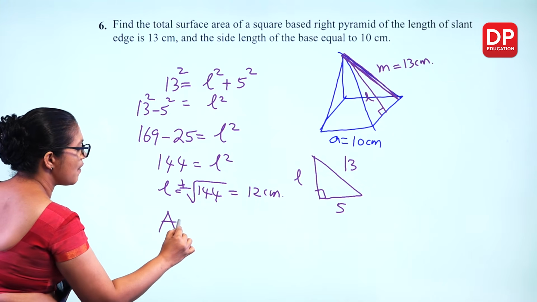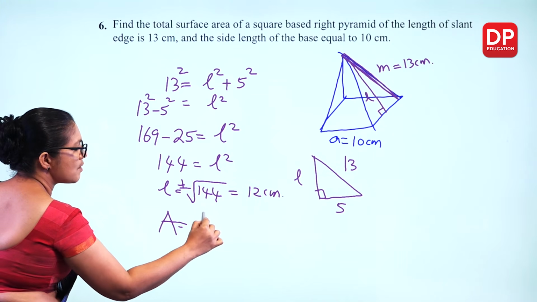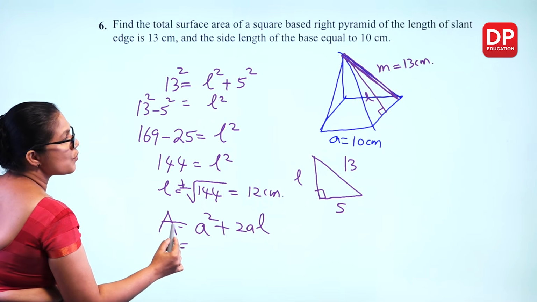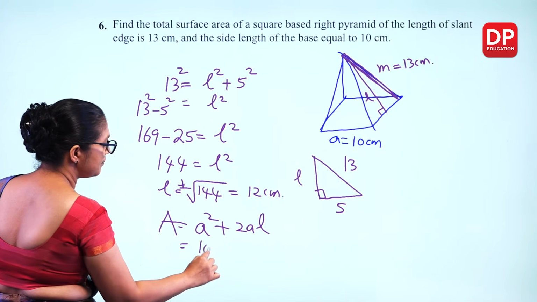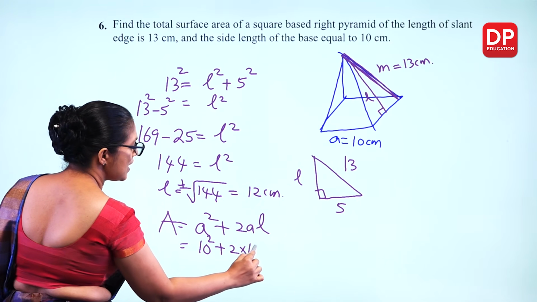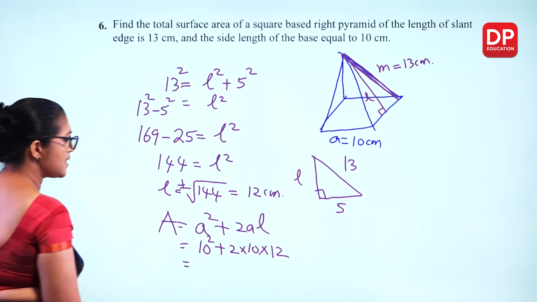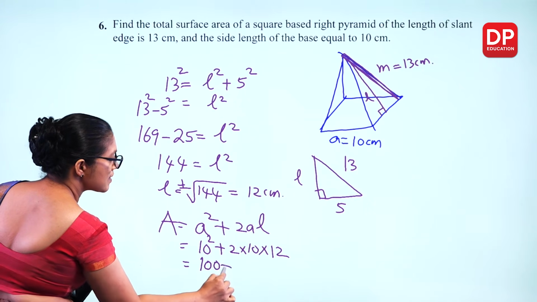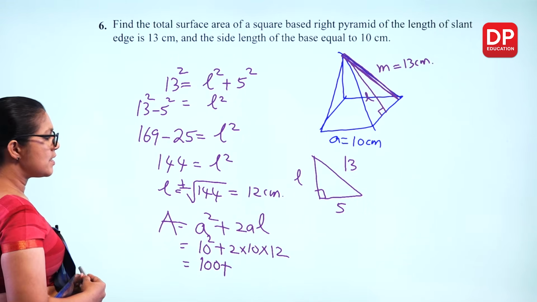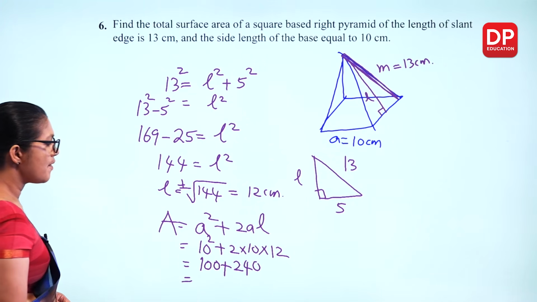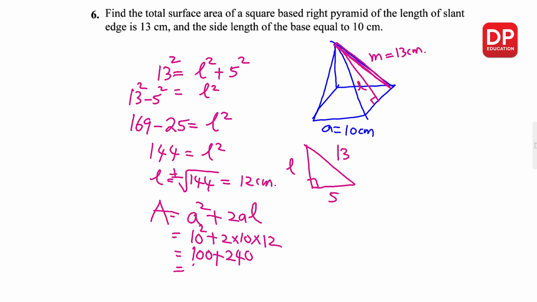So how can we find the surface area? Use the formula A squared plus 2AL. A squared is 10 times 10, 2 times 10 times L. L we found is 12. So what's the answer? 100 plus 2 times 12 is 24, times 10, 240. So 240 plus 100 is 340 square centimeters.